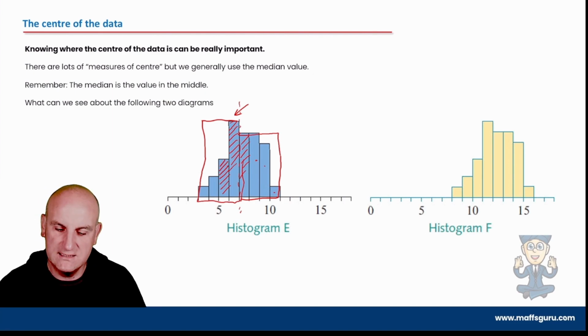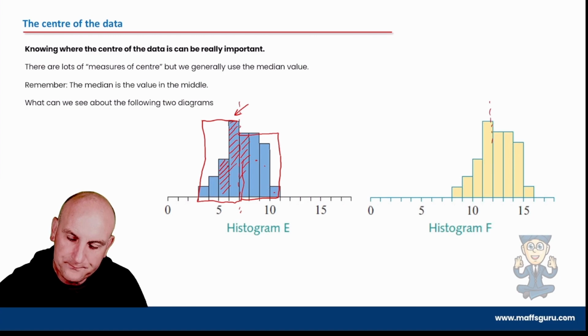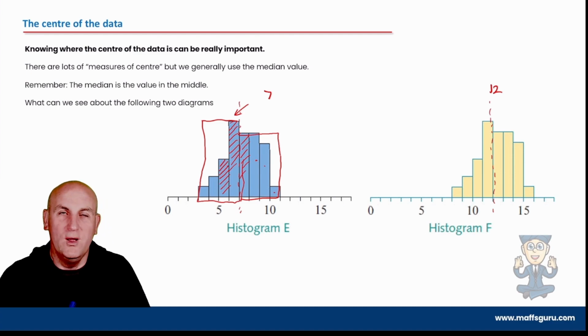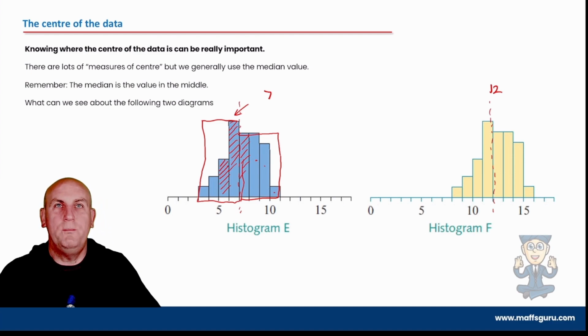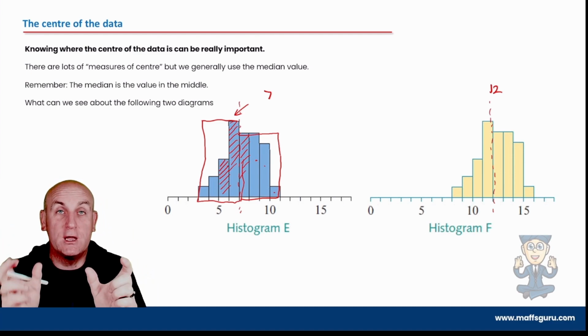Where do we reckon the center would be here? Possibly over here. So what we notice here is the center would be around 7 for histogram E, and the data here would be roughly around 12. Well, what does that matter? Well, because we've got 2 histograms, we can compare.